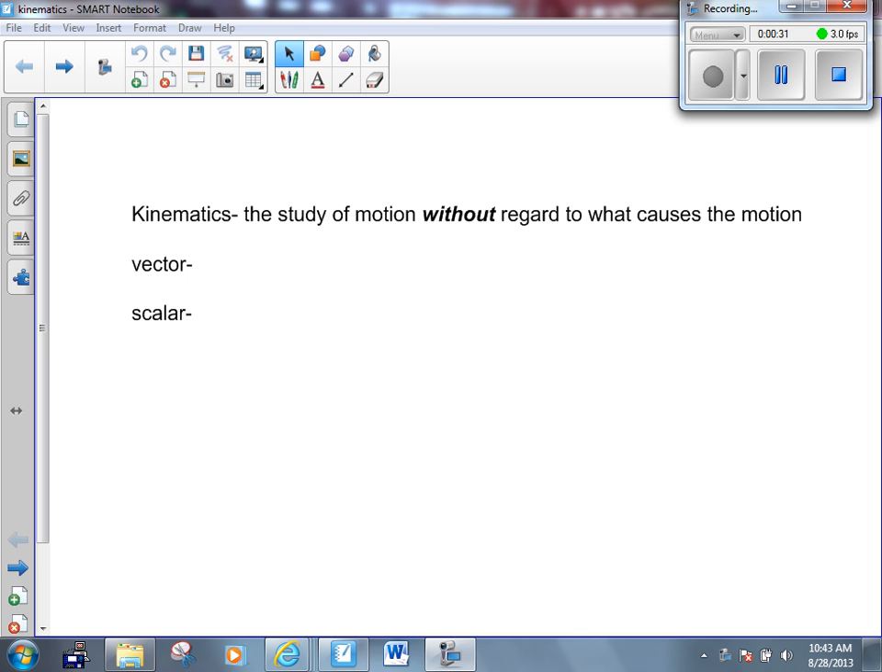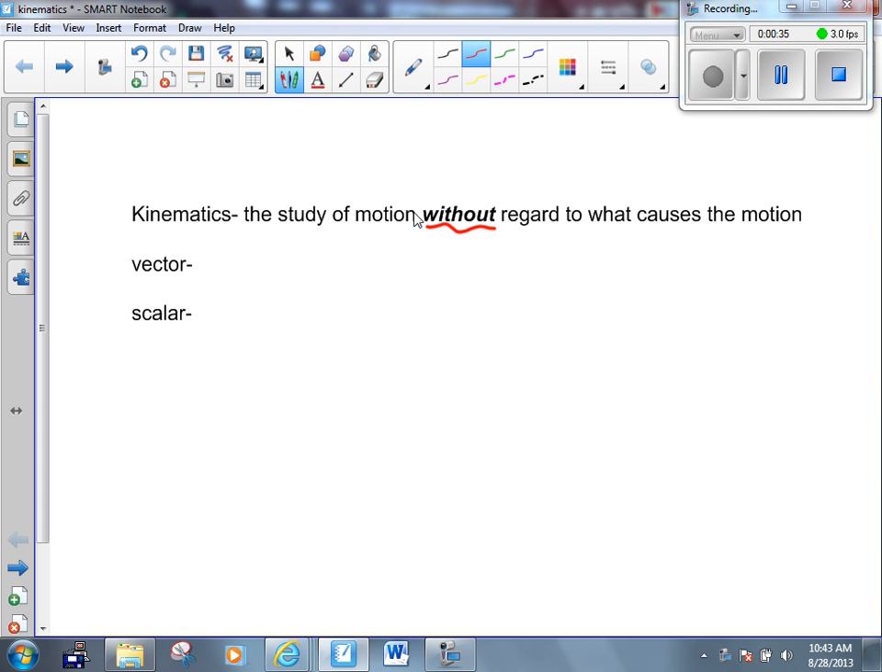It's the study of motion without regard to what causes the motion. In other words, we want to look at what's happening, not why it happened. In the next unit, called dynamics, we'll take a look at why it's happening. We'll take a look at what causes the motion to happen. In other words, we'll take a look at forces in our next unit. But for now, we just want to look at the motion itself.